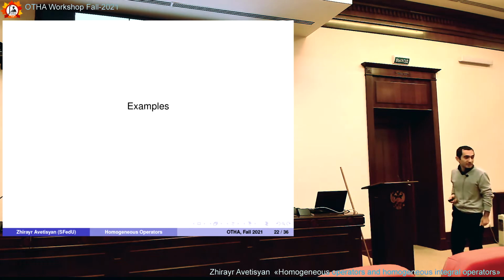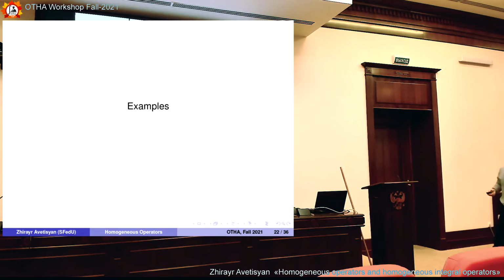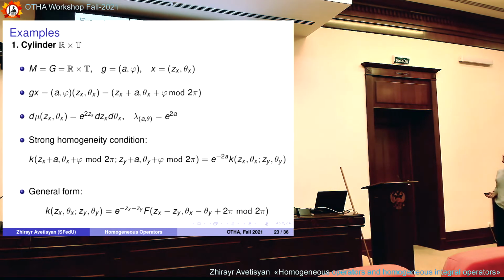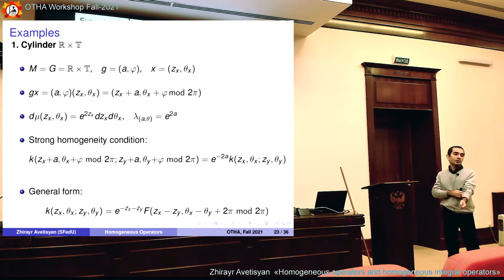Now let me go to examples, and there will be a few of them. The simplest example in this respect is the cylinder R times T. So in this case, the space and the group are the same. The stabilizer subgroup is trivial.